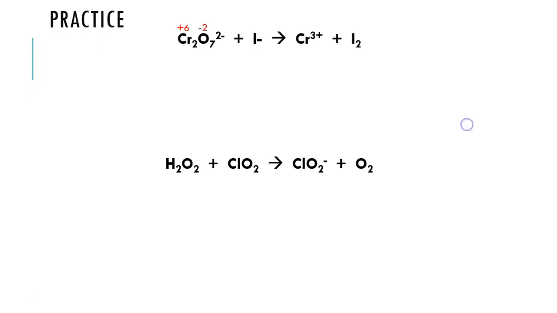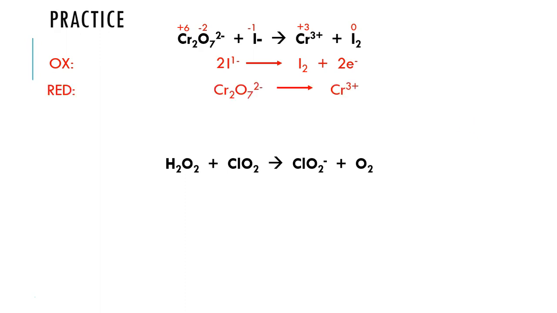All right, so first thing we're going to do is assign our oxidation numbers. You should have gotten these. We see that iodide is oxidized into iodine, so we will balance iodine, and then we'll add electrons to balance the charge. We see that for reduction, we have the dichromate ion going over to chromium 3, excuse me. So we'll first balance chromium, then we'll balance oxygen, then we'll balance hydrogen, and then we'll balance charge.